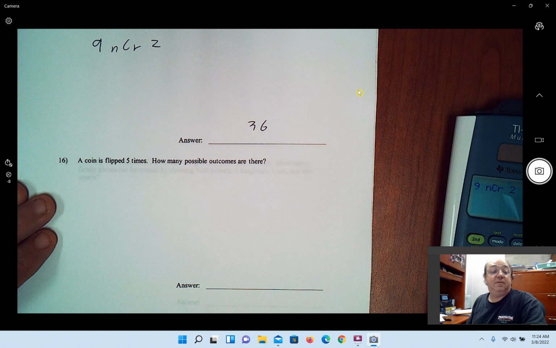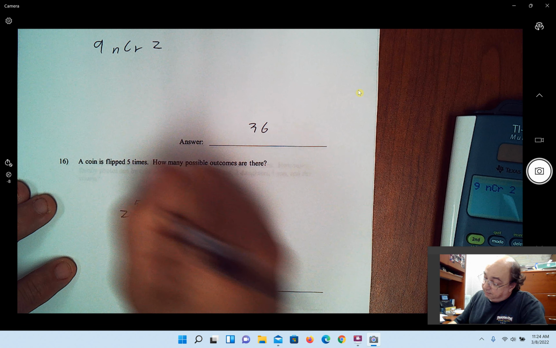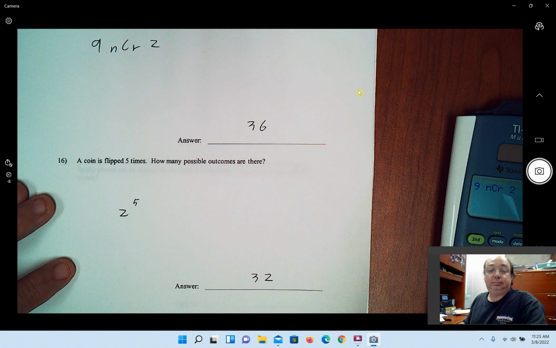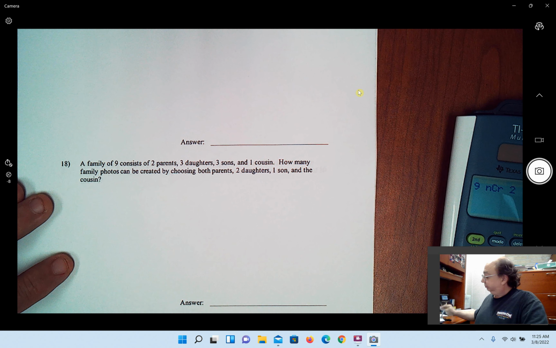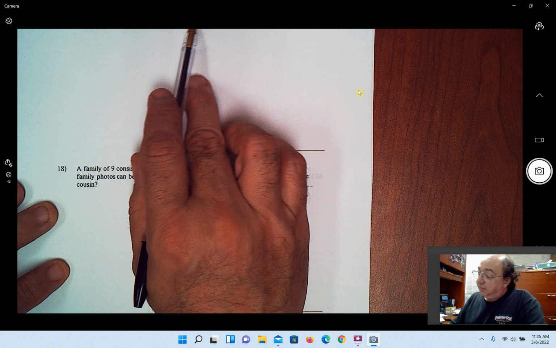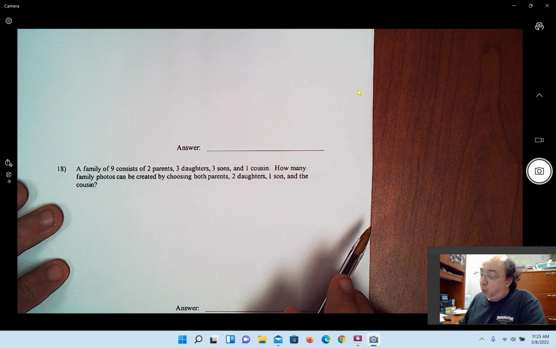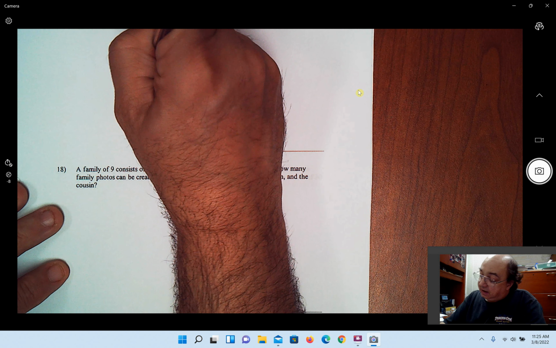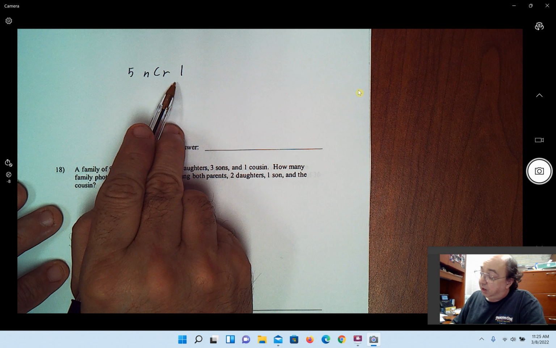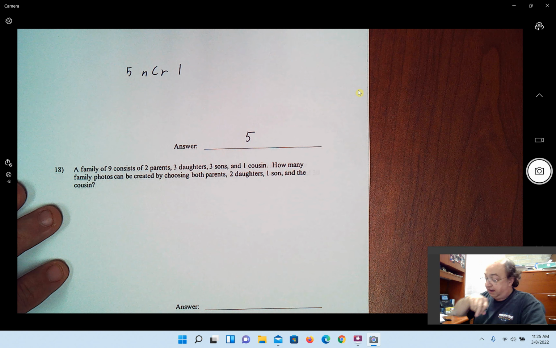If a coin is flipped 5 times, how many possible outcomes are there? Well, that's 2 to the 5th power, which gives us 32. If a coin is flipped 5 times, how many possible outcomes are there that involve exactly one head? So that's going to be 5 combination 1. Of those 5 coin flips, I want only one of them to be heads. And that calculates to a 5.